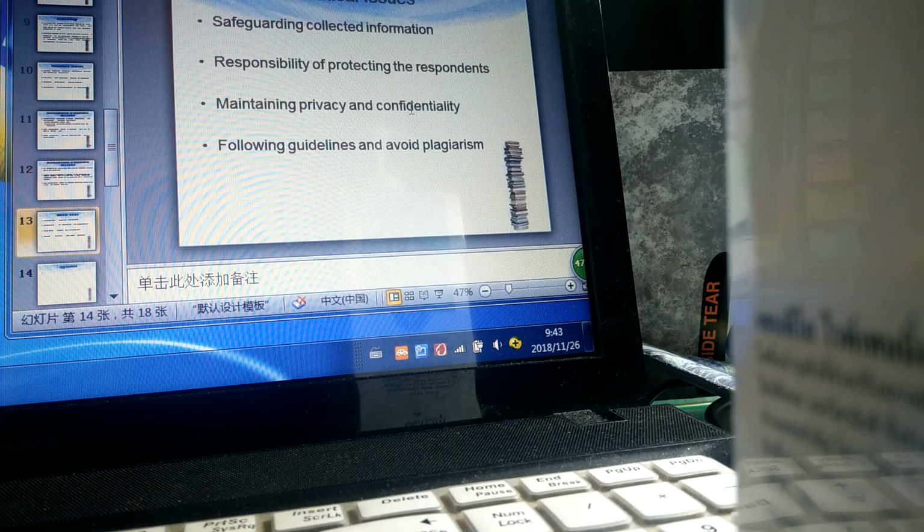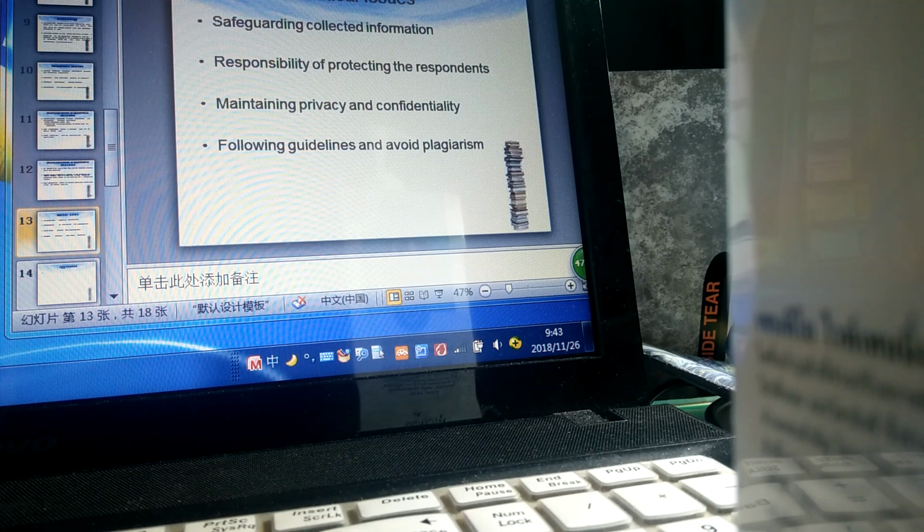The next part is the ethical issues in quantitative research. I include four parts. The first part is safeguarding correct information. It means that the researchers should collect responses from participants related to the study. Thus, the researchers should avoid the use of faulty equipment to ensure accuracy. What's more, the researchers must follow disciplinary standards and practice to safeguard the respondent subjects.